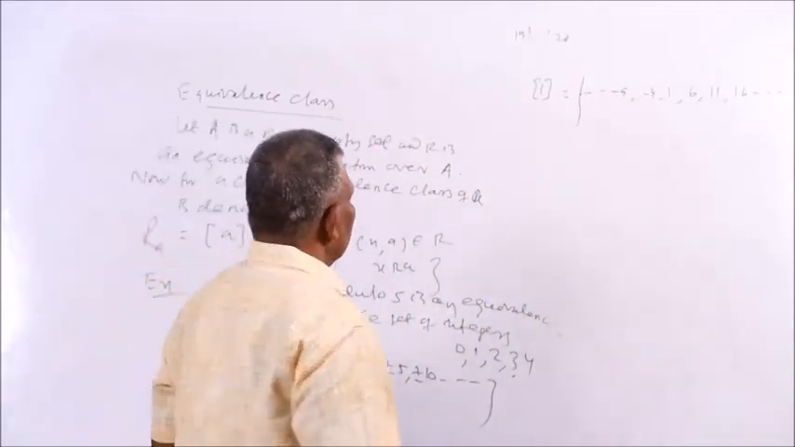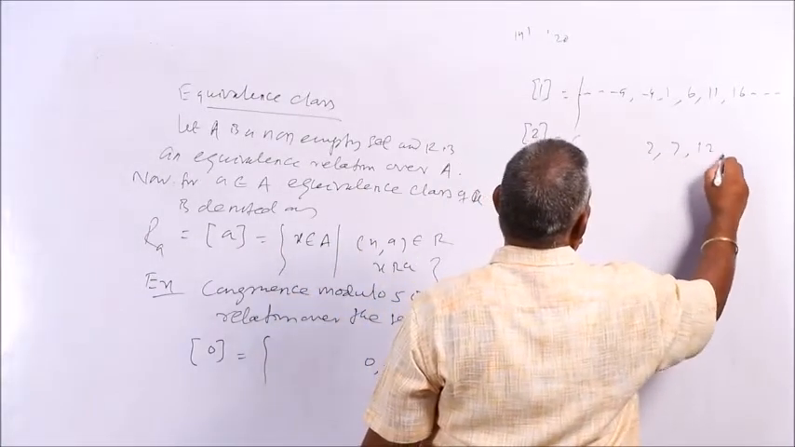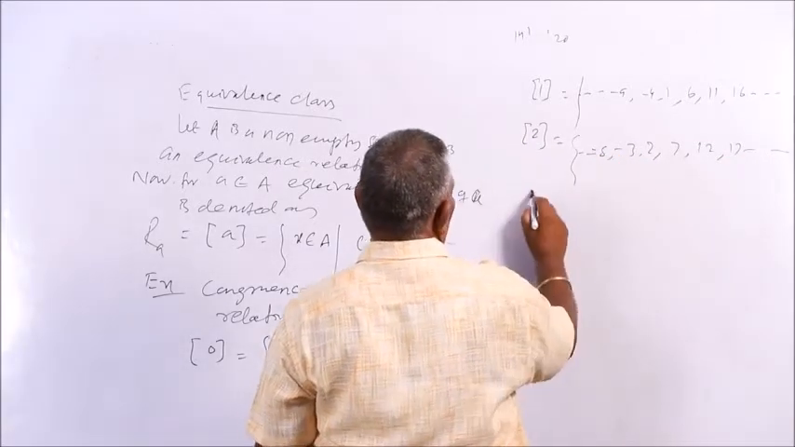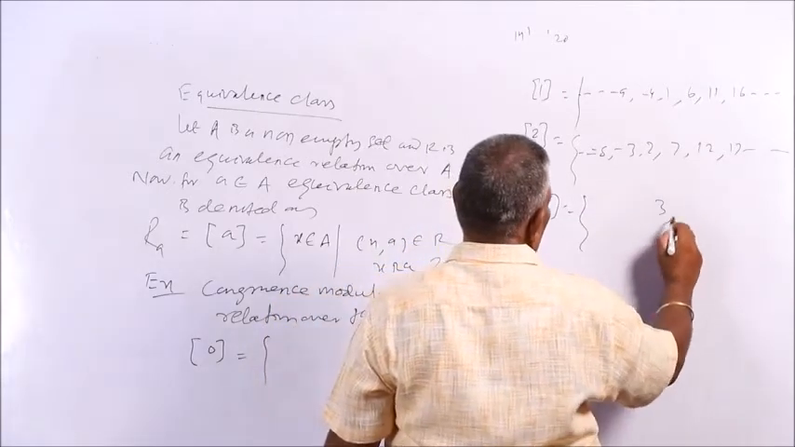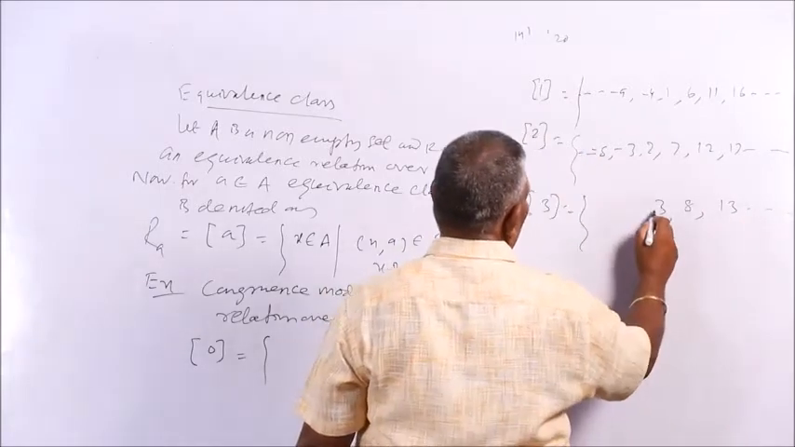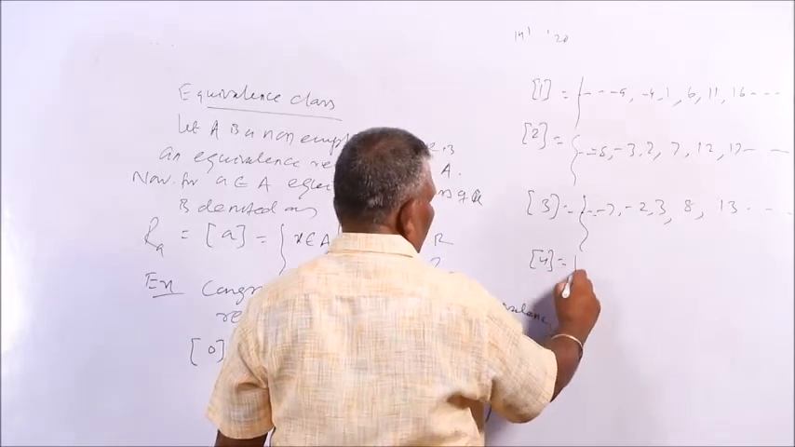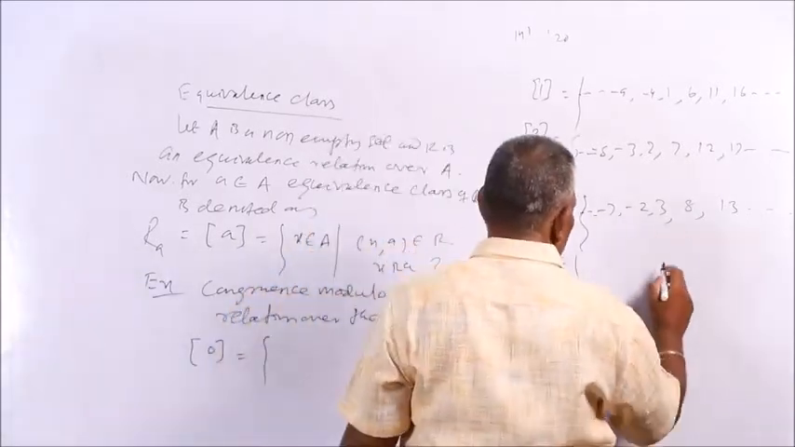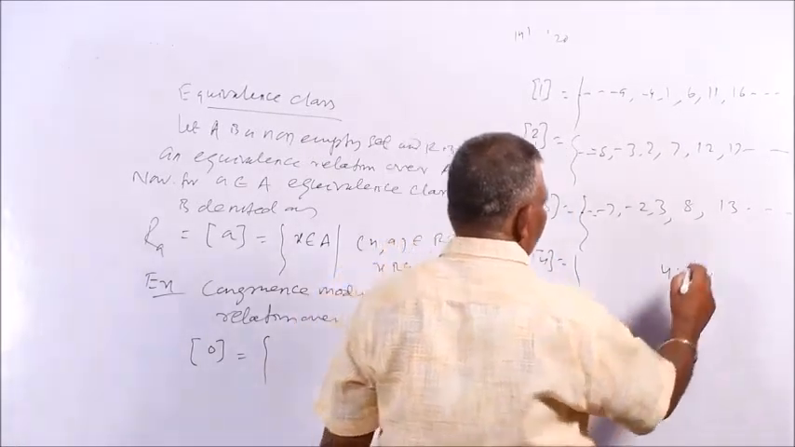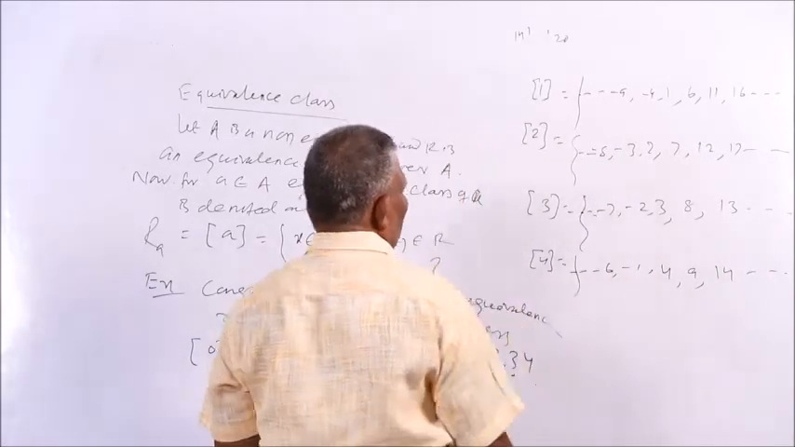All are infinite sets. Similarly, equivalence class of 2: 2, 7, 12, 17 and so on. Minus 3, minus 8 and so on. Equivalence class of 3: 3, 8, 13 and so on. Minus 2, minus 7 like this. Equivalence class of 4, that is 4, 9, 14 and so on, minus 1, minus 6 and so on.